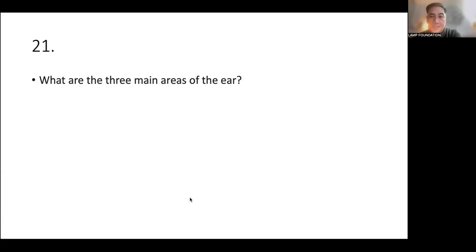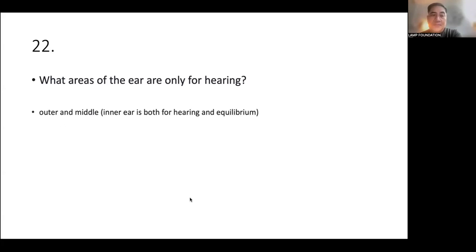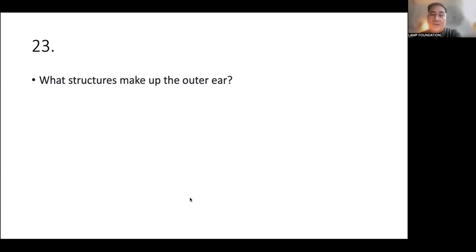The external ear, the middle, and the internal, the inner part of the ear. What areas of the ear are only for hearing? Outer and middle. The inner is for hearing and equilibrium. So the outer and middle are only for hearing. What structures make up the outer ear?